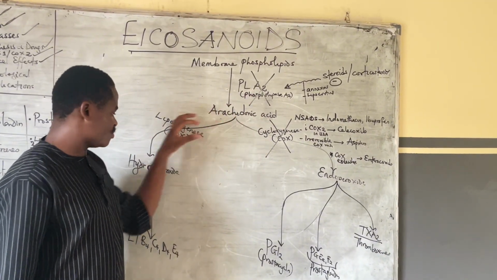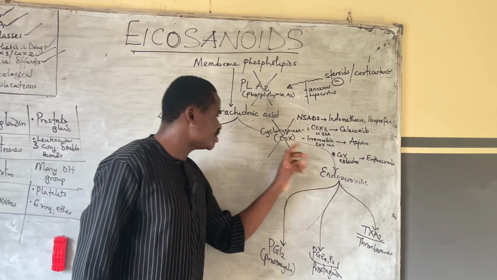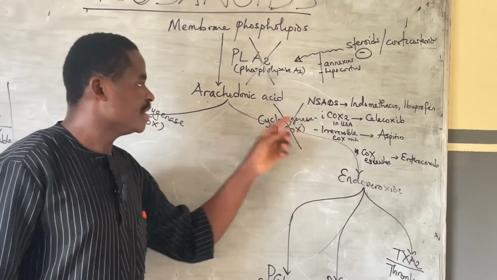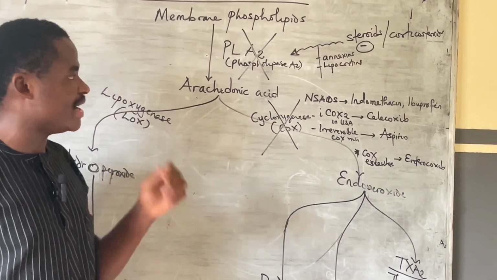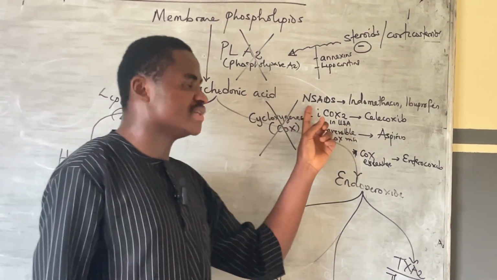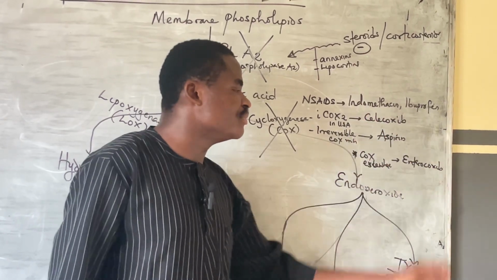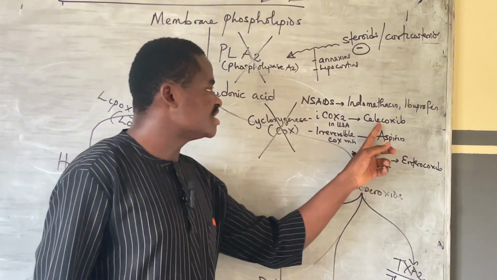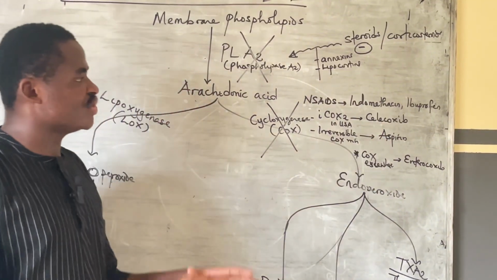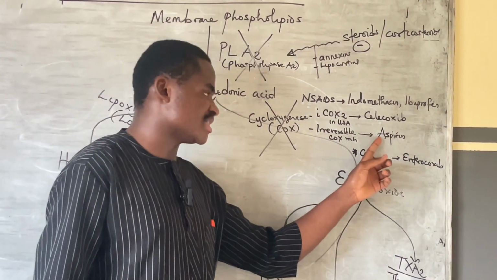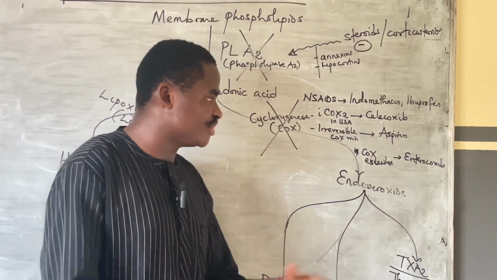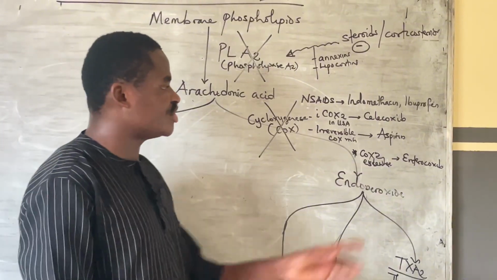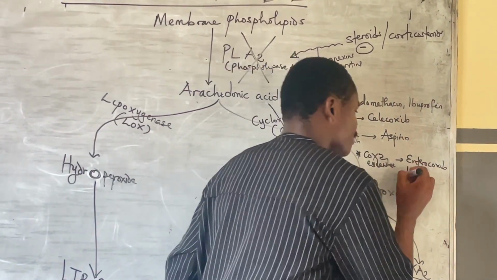Now, arachidonic acid can go through this route or this route. I will stick to this route first. The enzyme here is COX, called cyclooxygenase. It is inhibited normally by a family of drugs called the NSAIDs. Examples, indomethacin and ibuprofen. And then I said specifically COX-2 in the USA, the drug celecoxib. Then irreversible COX inhibitor, aspirin. Then COX inhibitors elsewhere outside the USA, we have the drugs etoricoxib, even parecoxib.